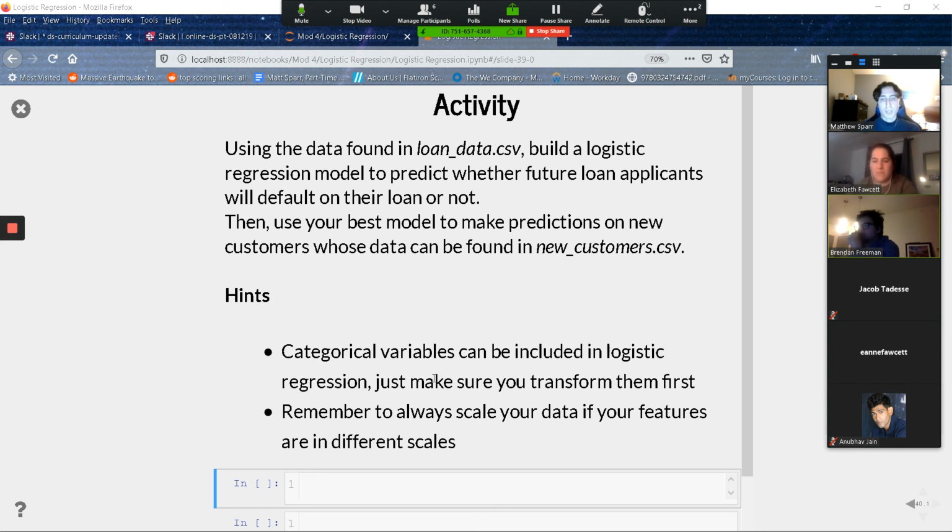Just a couple reminders, there's some categorical data in here. I think one of them is whether or not they've taken out a loan before. You can include that in logistic regression just like normal. You just have to make it a dummy variable. And also, if you have your features in different scales, you always want to scale them. You can just use StandardScaler from sklearn. And that should be all you need to know.